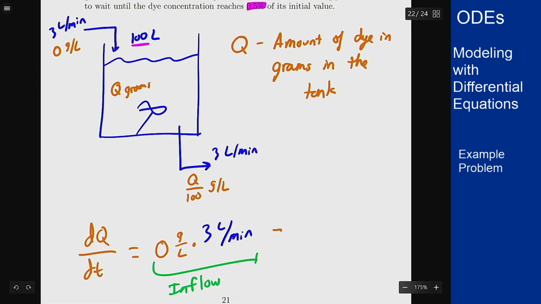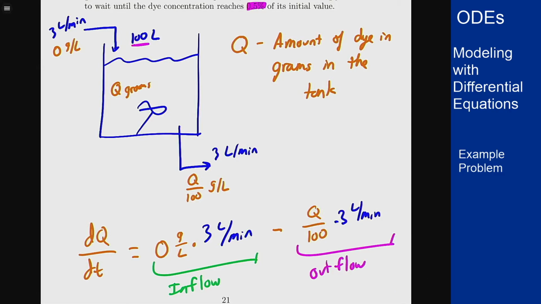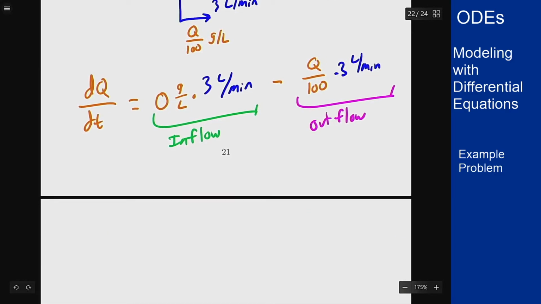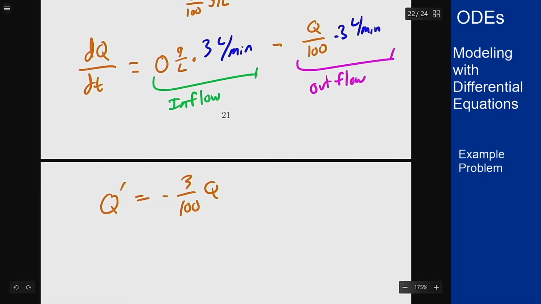Well, it gets taken away via the outflow, which has a concentration of Q over 100 times the flow rate of 3 liters per minute. And notice that for both of these, the units on each term is grams per minute, which is the important thing here. That is the rate of change of the mass of dye in the tank. That gives us our differential equation here. We have dQ/dt, or Q prime, equals negative 3 over 100 Q, or you could write this as Q prime plus 3 over 100 Q equals 0.